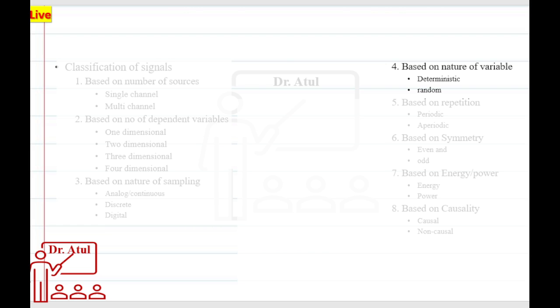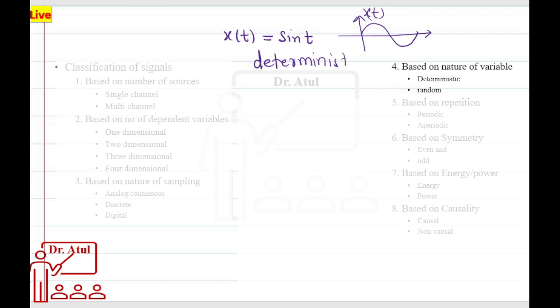Okay, the next kind of classification is done based on nature of variable. See, the variable means, if you have a signal x of t equal to sin t, here the variable is t, and this variable is properly defined by sine, so the variation will be based on the sine function. So this kind of signal is called deterministic, because everything is predetermined. Or if x of t is a random number which is not predefined, then that is called a random signal.